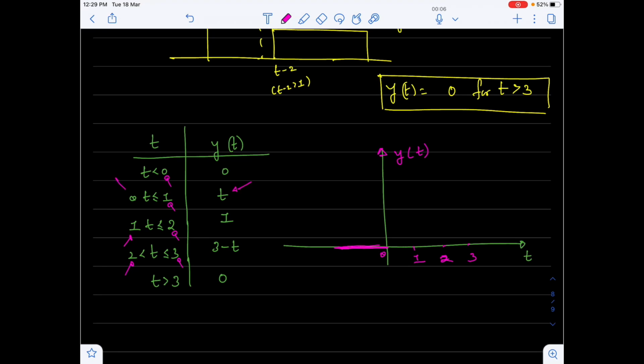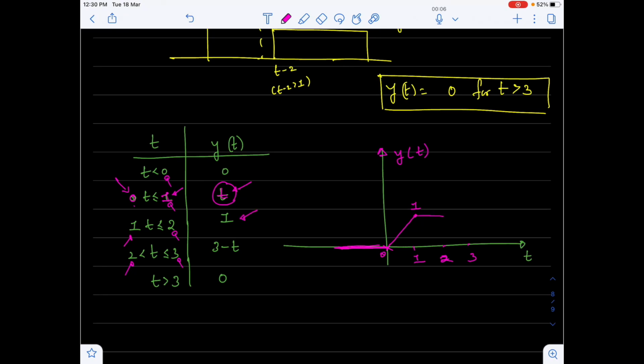So I will put first t equal to, so this is my output. So I have the values between, the t is between 0 and 1. When I put t equal to 0, the output is 0. When I put t equal to 1, the upper limit, the output will be equal to 1. So it is a straight line, it is very clear. Then between 1 and 2, the output is 1, it is a constant, right?